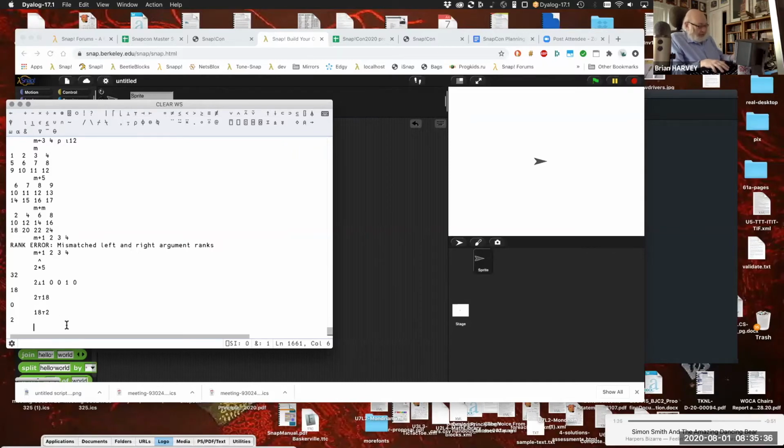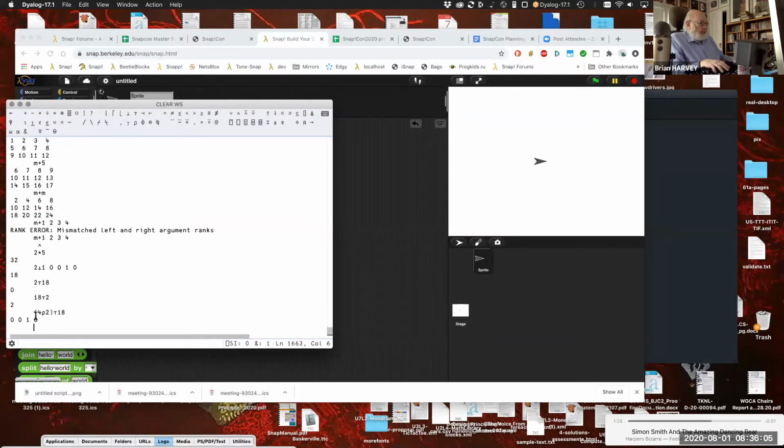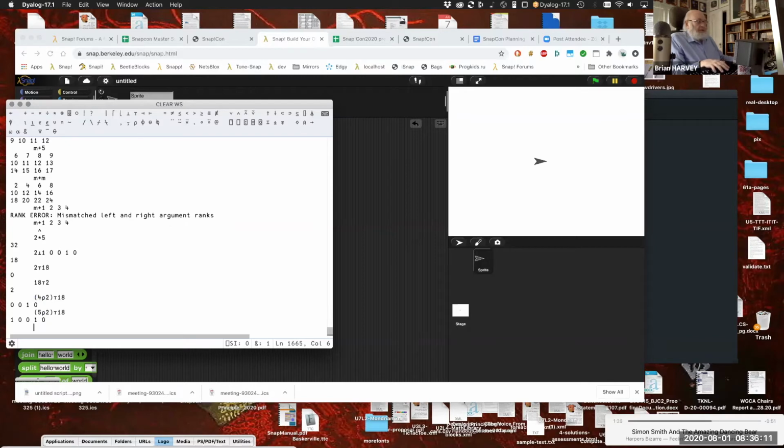If I do for reshape 2, I guess I had better put that in parentheses. Down tack 18. Oops, I only got 4 digits. So let's make that 5. And now I get the correct decoding, the correct encoding as binary of the number 18.